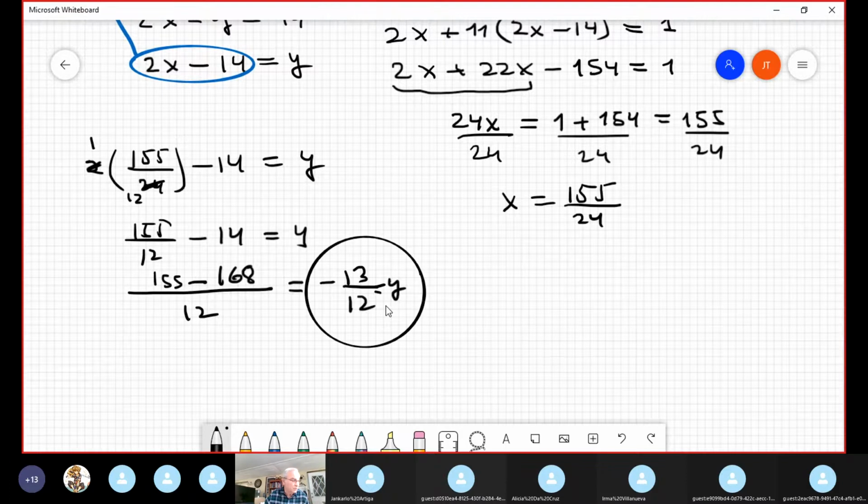Sorry, the point, the famous point is the point 155 over 24, comma, minus 13 over 12. Let me check it out, option B. Any question? What part is confusing?